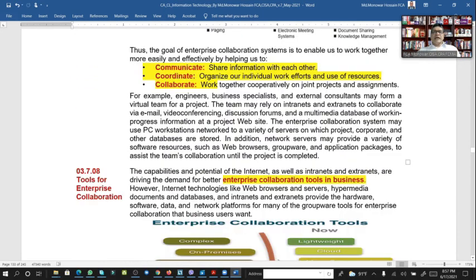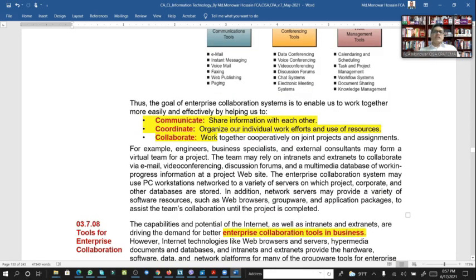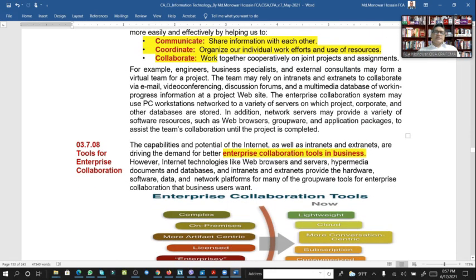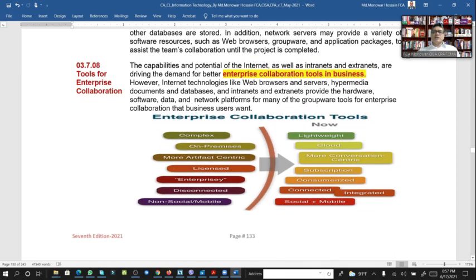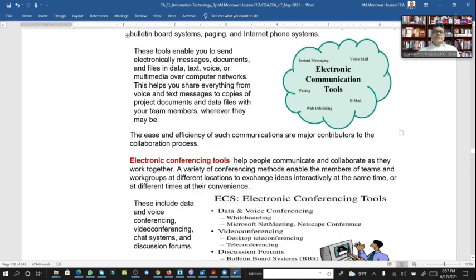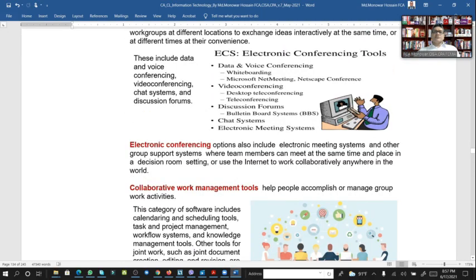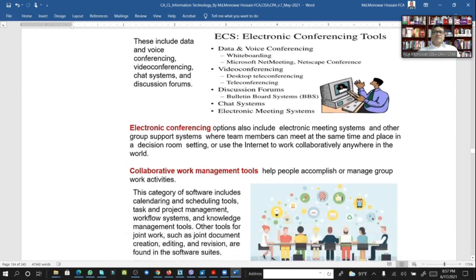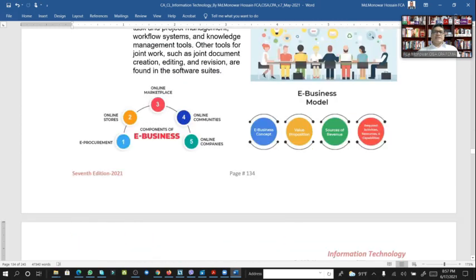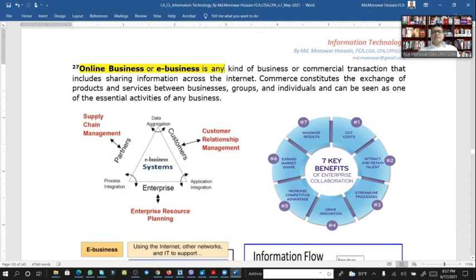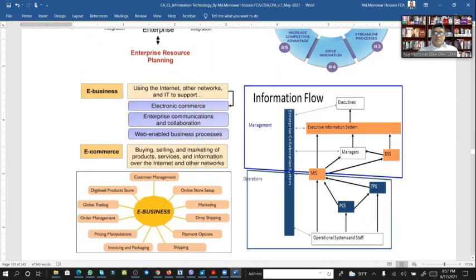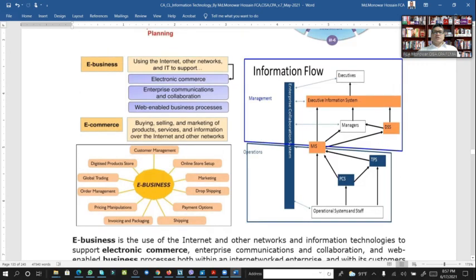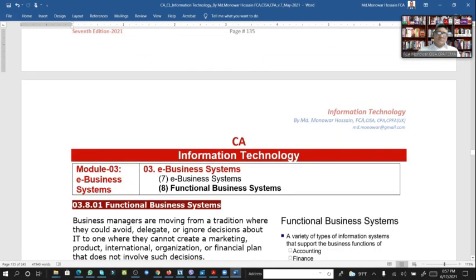And we have seen the enterprise collaboration system, ECS, with communication, coordination and collaboration to work together. Enterprise collaboration tools nowadays are lighter, cloud-based, easier, and less costly than before. We have also seen electronic communication and electronic conferencing tools such as data, video conferencing, chat, etc. And we have seen e-business, e-business models, and online business. So that is all for the e-business system.